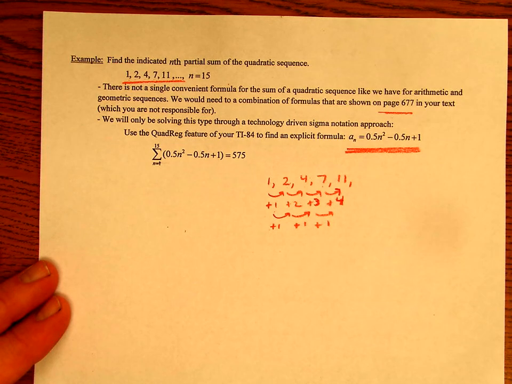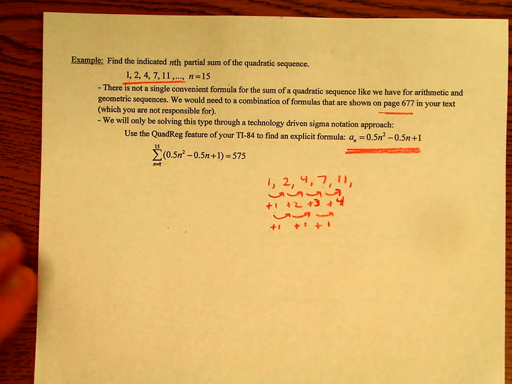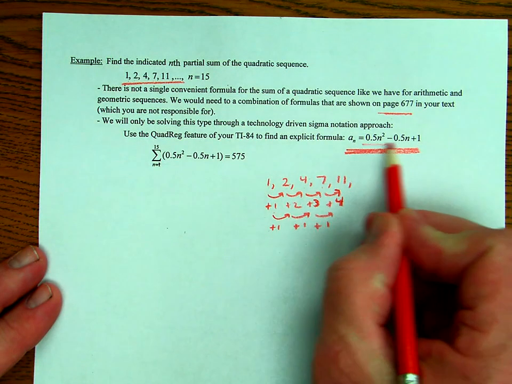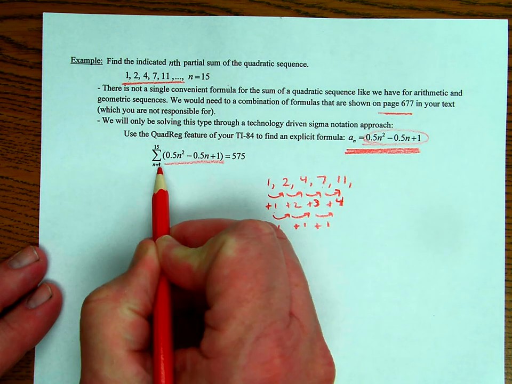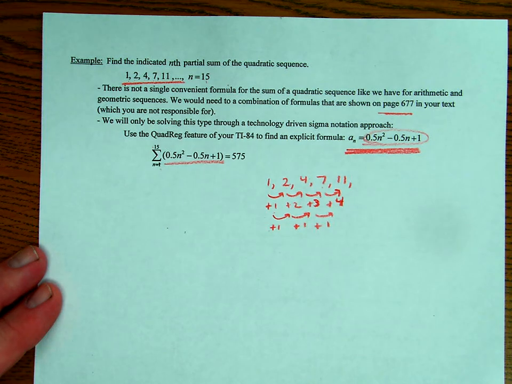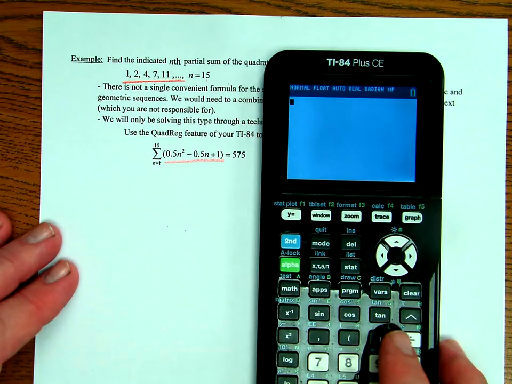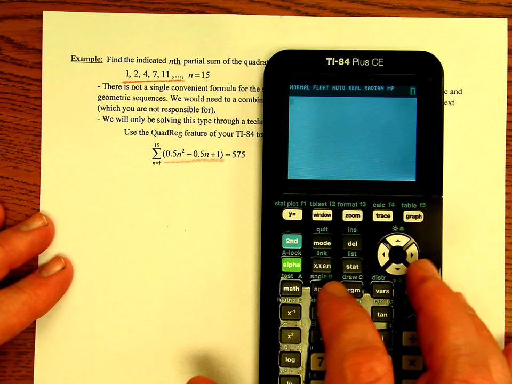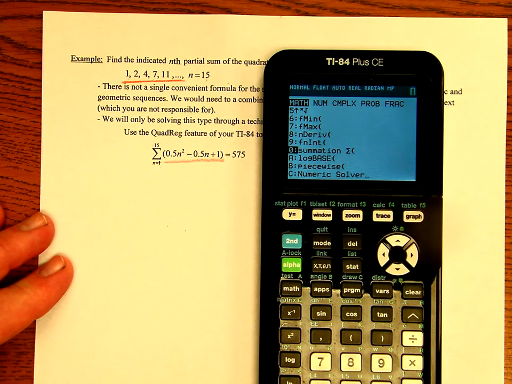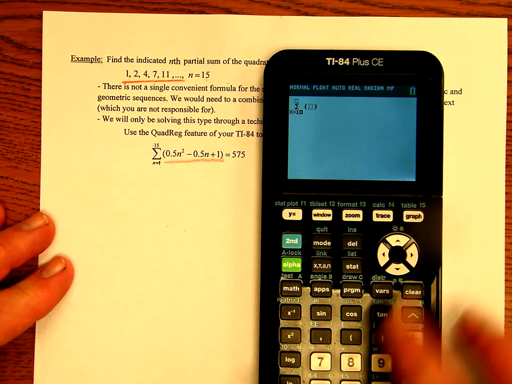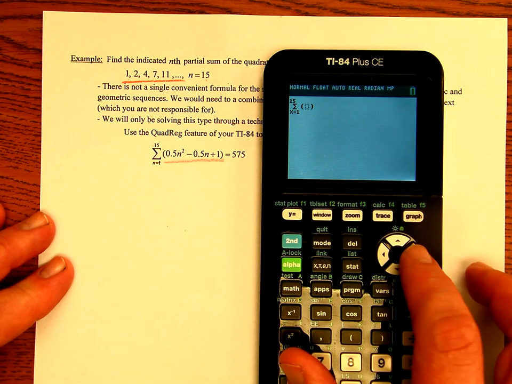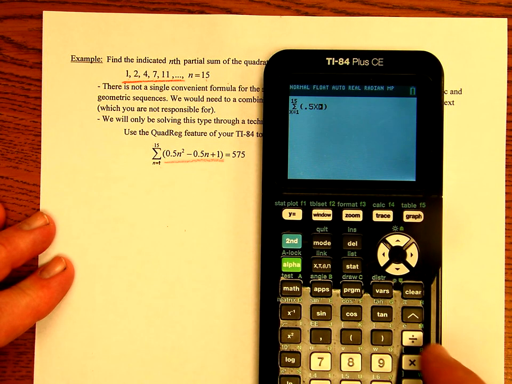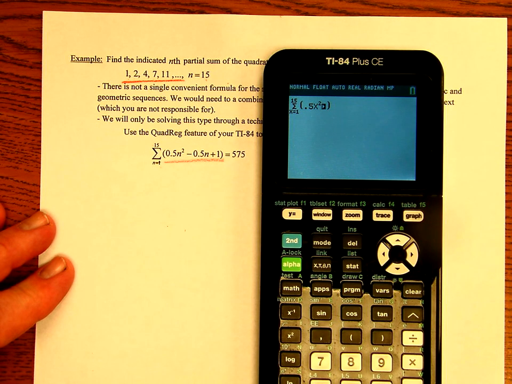So now third time, or actually fourth time, same set of steps. We want to sum that sequence going from 1 to 15, because we want the first 15 terms. So typing that in our calculator, math, get that summation function back again. X is going from 1 to 15. 0.5 x squared minus 0.5 x plus 1. Enter, and we get 575.